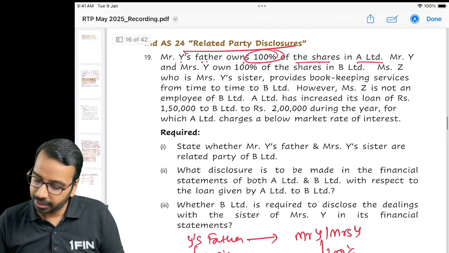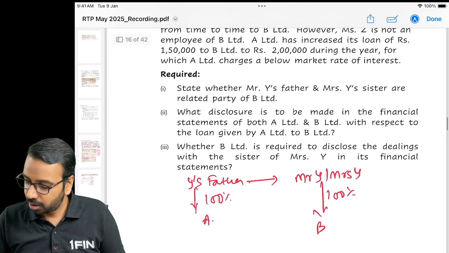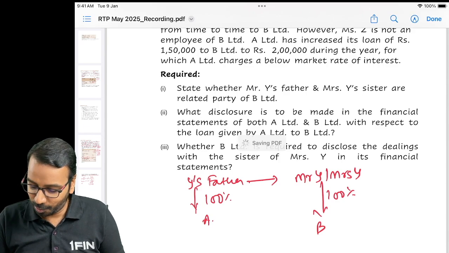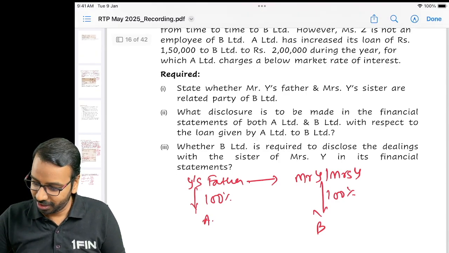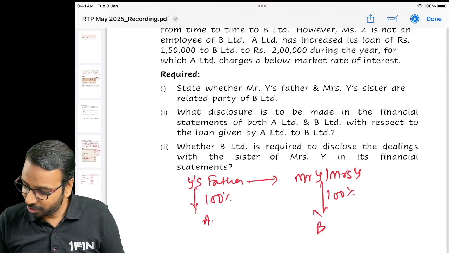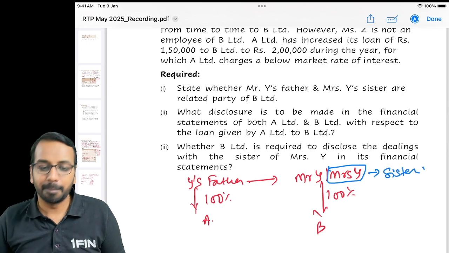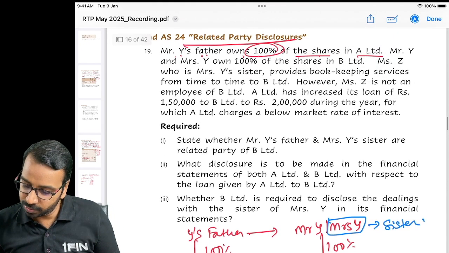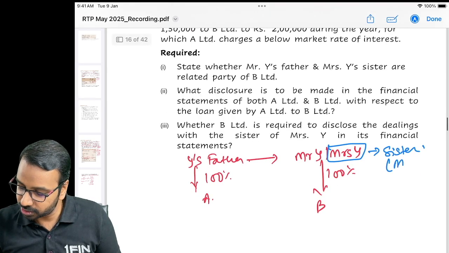Okay. Mrs. Z, who is Mrs. Y's sister. Now here it becomes slightly complicated. So sometimes I feel it's more of a logical reasoning examination. You have Mrs. Y. Mrs. Y has a sister. What does the sister do? Mrs. Z. So the sister's name is Mrs. Z.